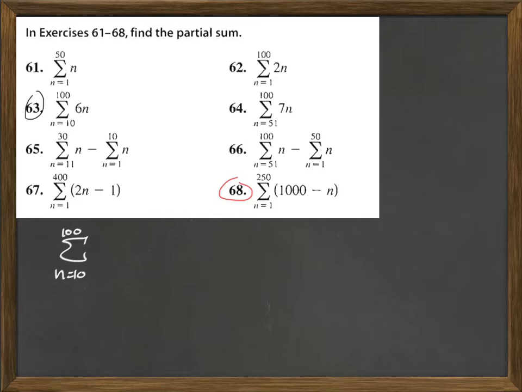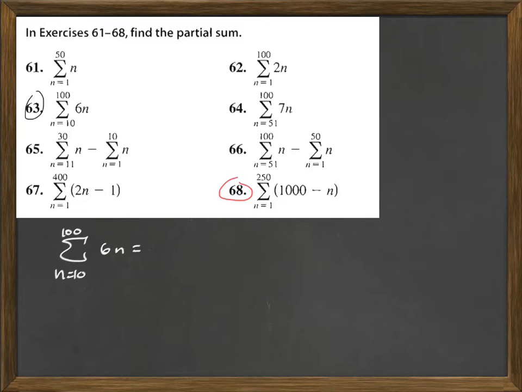Now, this does not mean that there's going to be 100 terms. In fact, there's only going to be 91 terms because we start at 10, we plug in 10, then 11, 12, 13, 14, 15, 16, all the way to 100. And that would be 91 starting at 10. So it's like counting 0, like starting at 0. And then we're going to plug each of those numbers into 6n.